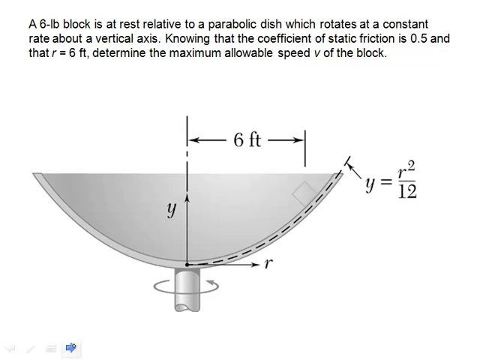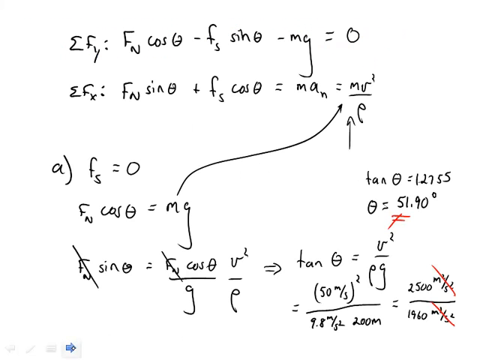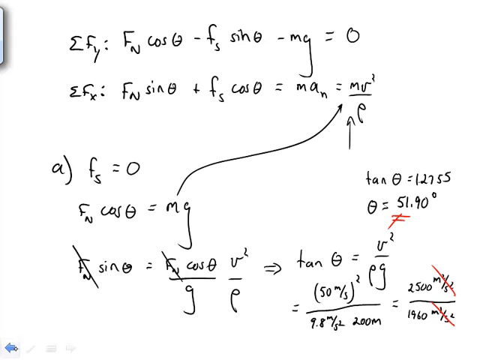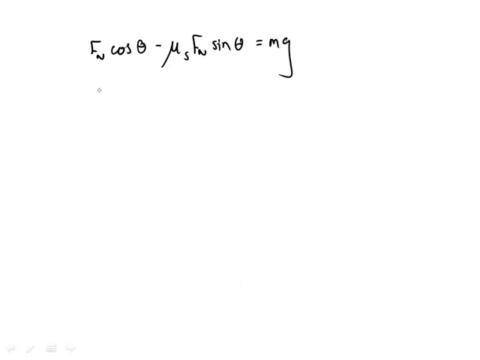And so I'm going to get Fn cosine theta minus mu s sine theta, and I'm going to set that equal to mg. That's my y equation. It's actually not the sum of the forces in the y, but that's where I get it from, because I brought the mg to the other side. And then I have Fn sine theta plus mu s Fn cosine theta equals mv squared over rho.